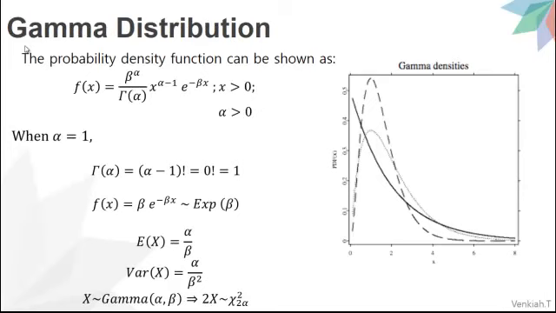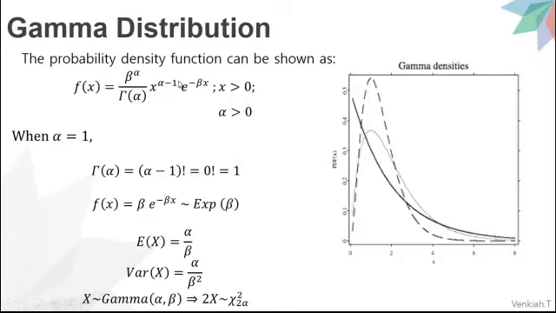So f(x) equals beta power alpha over gamma(alpha) times x power alpha minus 1 times exponential of minus beta x. The condition for a gamma distribution is that your alpha should be greater than 0. What happens when alpha equals 1? When alpha equals 1, you have gamma(alpha) equal to 0 factorial, which is 1.